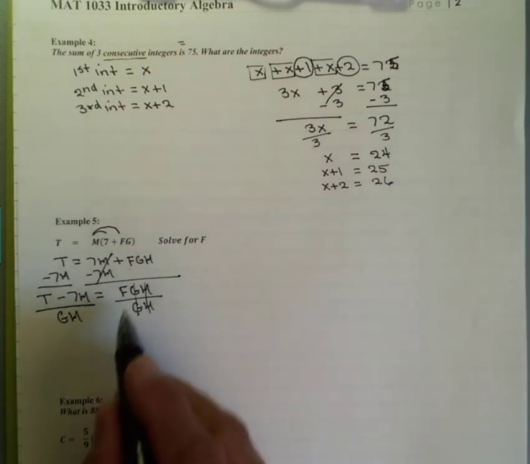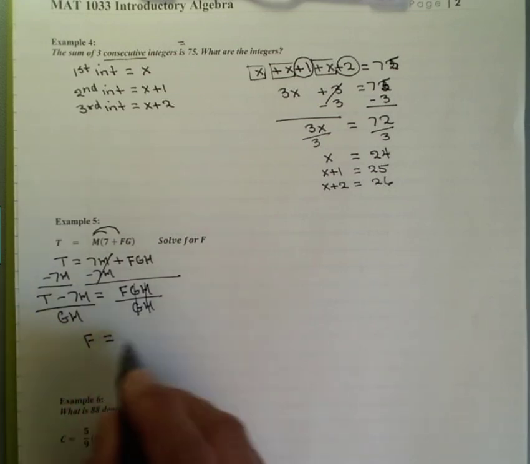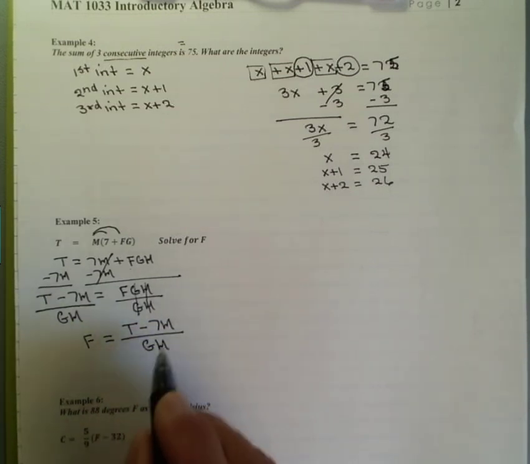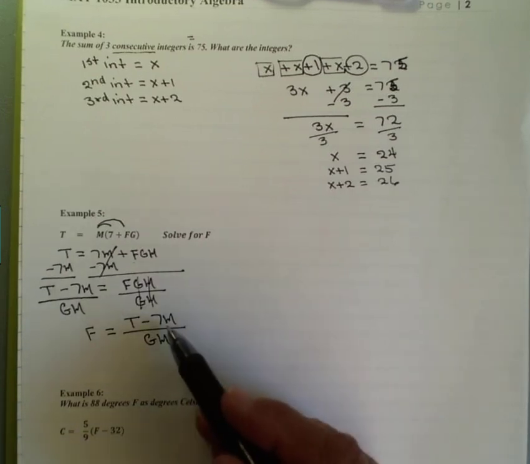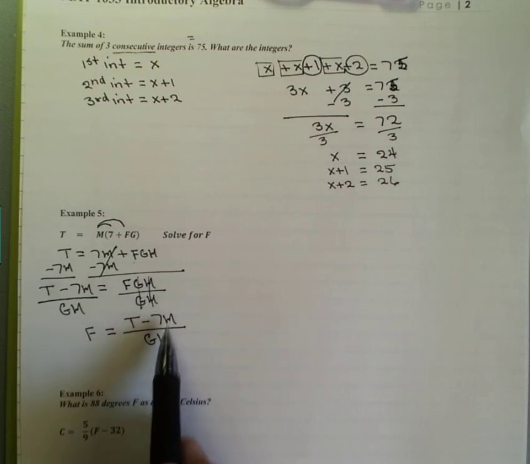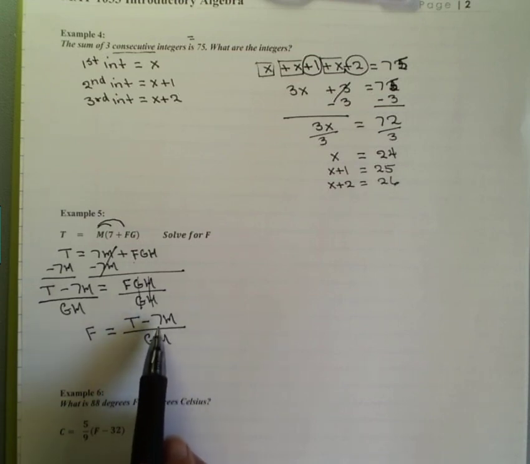So here is my answer. I'm going to switch it around so that f is listed first. F is equal to, what does this say? T minus 7m over gm. Now we look at that and say, okay, it looks like I could reduce it, doesn't it? I mean, it looks like I could reduce these m's, but hang on. You don't have all multiplication in the numerator. You've got two terms. So unless you can reduce both of those terms by m or by g, you can't do any reduction at all. So this is its final format.